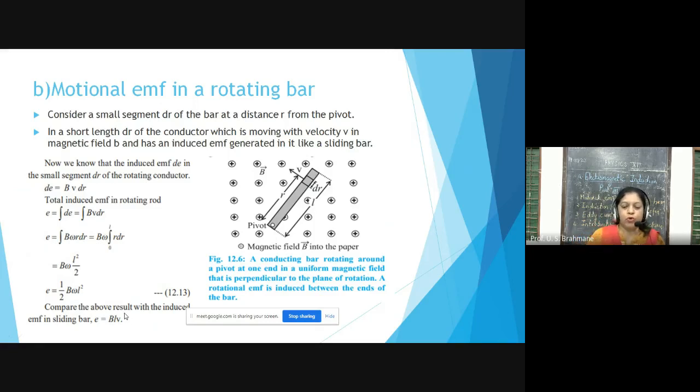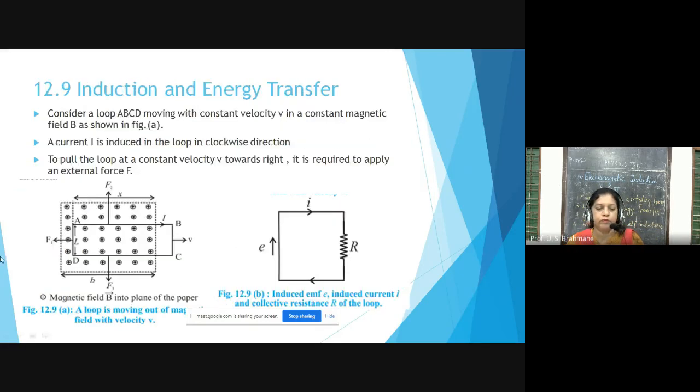Now, we'll move on to the next topic, that is induction and energy transfer. This is also very important. In this, at the end, we are going to prove that the mechanical work done is equal to the rate of heat energy. So we'll see how they are equated.